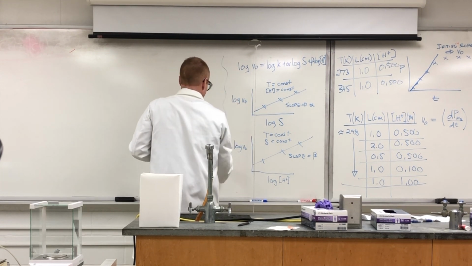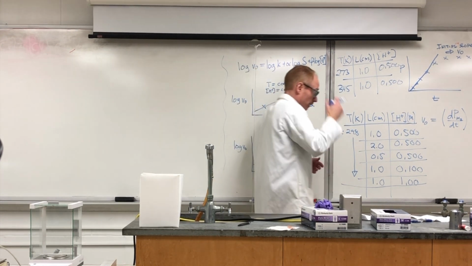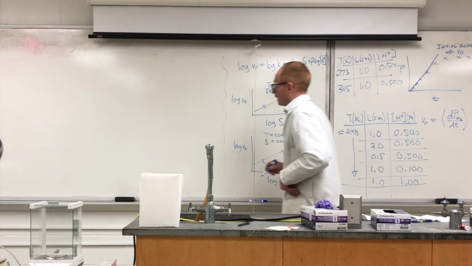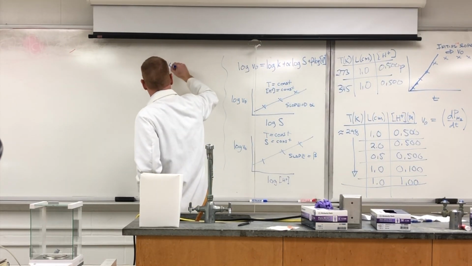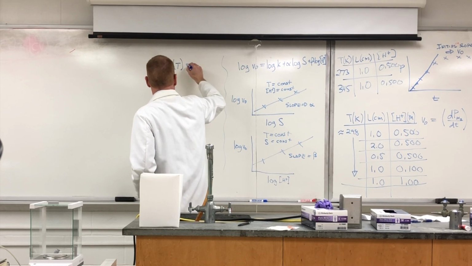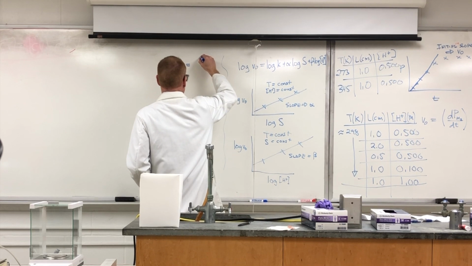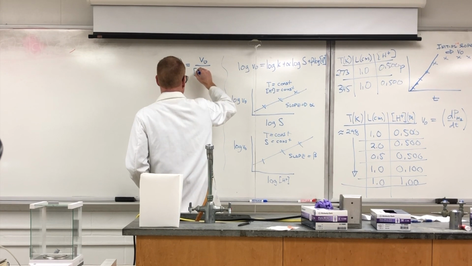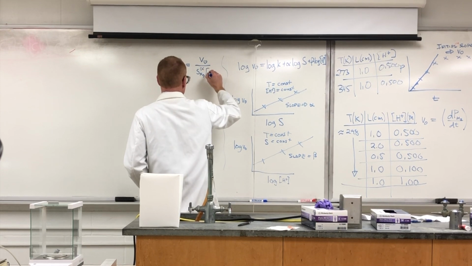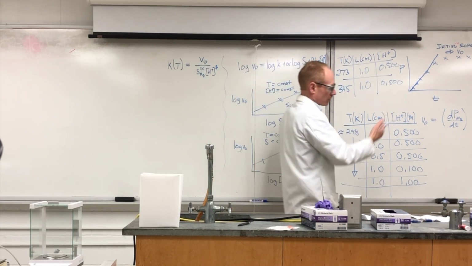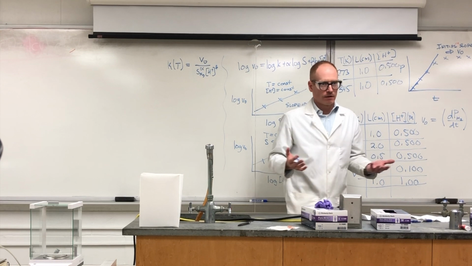Having done that, having established alpha and beta, your rate constant as a function of time for all seven trials can be calculated based on the initial reaction rate divided by the surface area raised to its reaction order times the proton concentration raised to its reaction order. In other words, going back to the rate expression, simply solve for k.